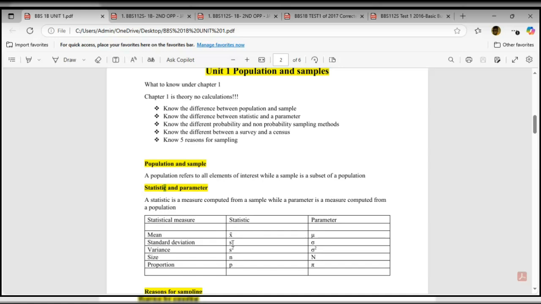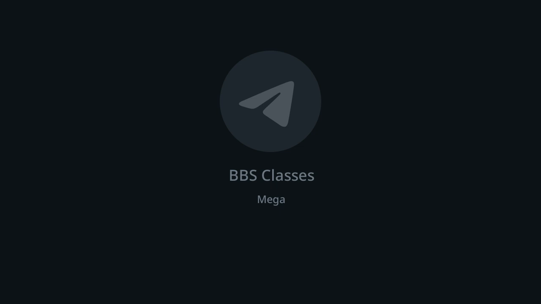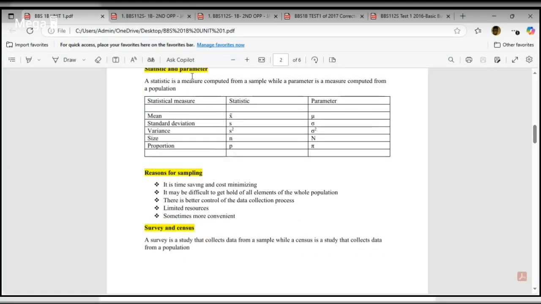Same thing with S and this sign. S means standard deviation, but for a sample. S squared is variance, P is proportion, and so on. Then the signs on the right are the signs for the population. So that is the difference. A statistic is a measure computed from a sample. A parameter is a measure computed from a population. That is the second thing I want you to know. Moving on, I also want you to know, why do we sample?